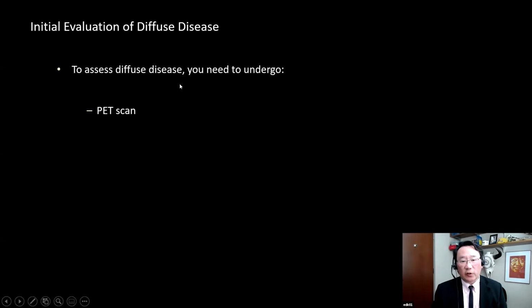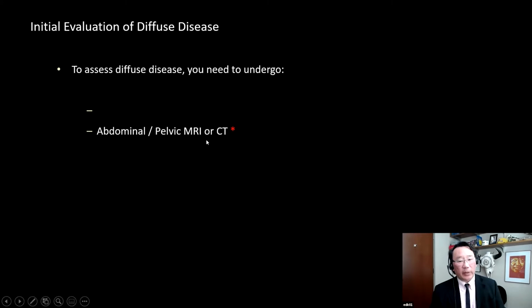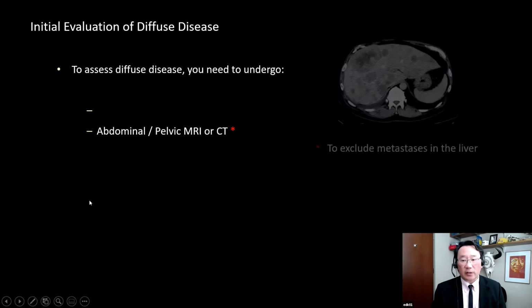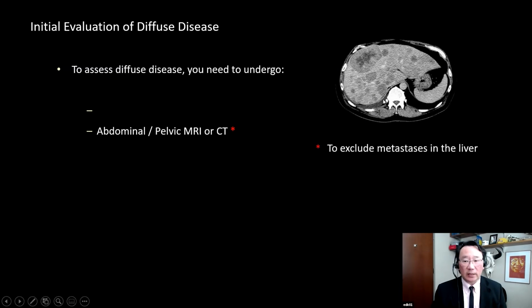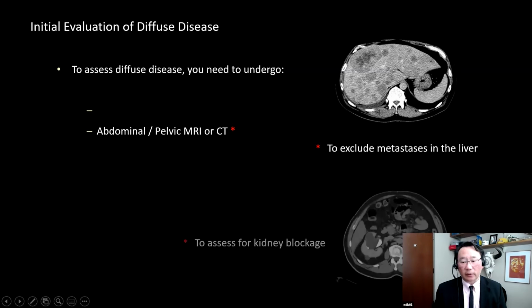To assess diffuse disease, you typically need to undergo a PET scan. You also need abdominal or pelvic MRI to look at diffuse disease. And the reason this is extremely important is because some patients will have disease that is in the liver. We call this metastases to the liver. Metastases to the liver typically will indicate a very difficult form of prostate cancer to treat, and we like to know right off the bat if a patient has disease in the liver.